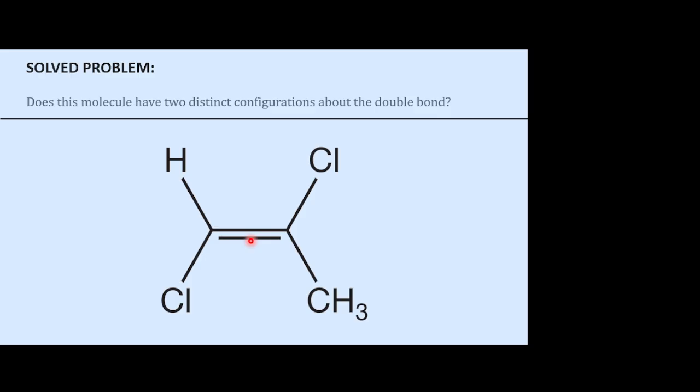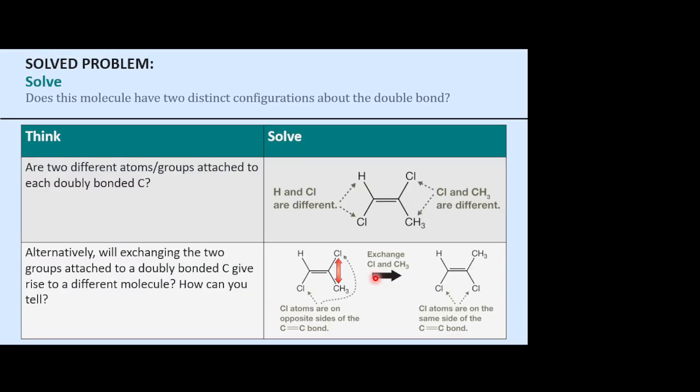All right. Does this molecule have two distinct configurations about the double bond? So if you did a 180 rotation, would that look different? Yeah, it'd look different, wouldn't it? If you swapped these, that'd definitely be different, wouldn't it? Okay. All right, so these would be the exchange right here, and you can see they're definitely different. In this case, you'd have the chlorine atoms on the same side, and so they would be cis to each other. In this case, the chlorines would be on different sides, and they would be trans to each other.